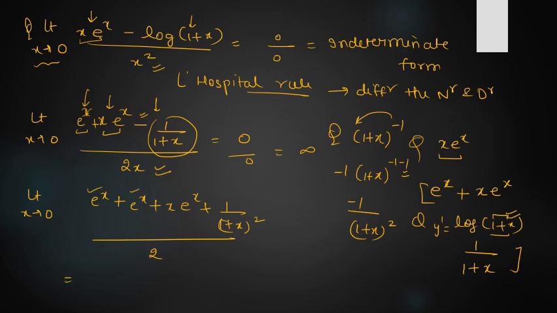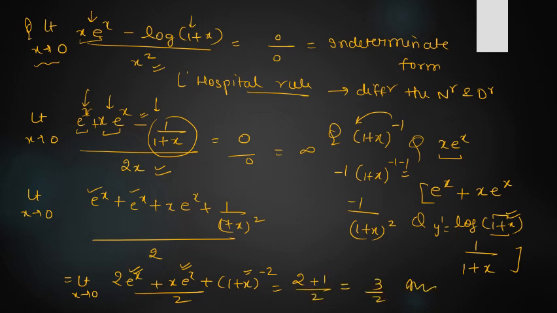e raised to power x, e raised to power x, that is 2 e raised to power x, plus x e raised to power x, plus 1 plus x raised to power minus 2, all divided by 2. This is your final thing. If you substitute 0 now, e raised to power 0 is 1, so you get 2 here. This becomes 0, 0 multiplied with anything is 0. And then if you put x as 0, 1 by 2, that means 3 by 2. This will be your answer. So in this way you can solve using L'Hopital rule.